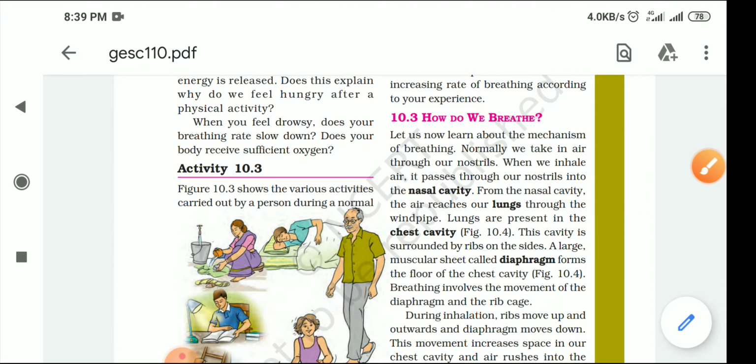So first of all, air passes through the nose to the nasal cavity, then your larynx, pharynx and trachea, and then your lungs. Basically there are so many things like bronchioles and all, but it's not in your course. You can understand that this air goes to the lung directly.